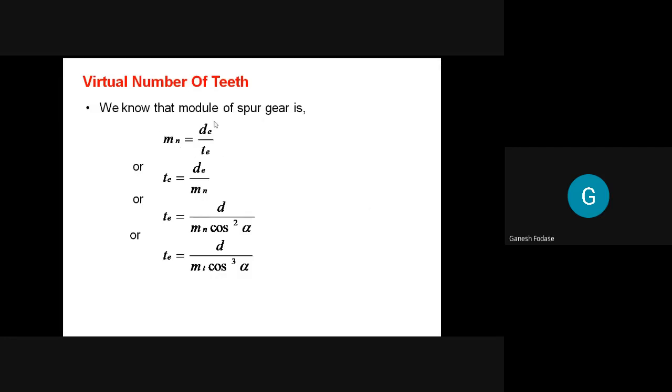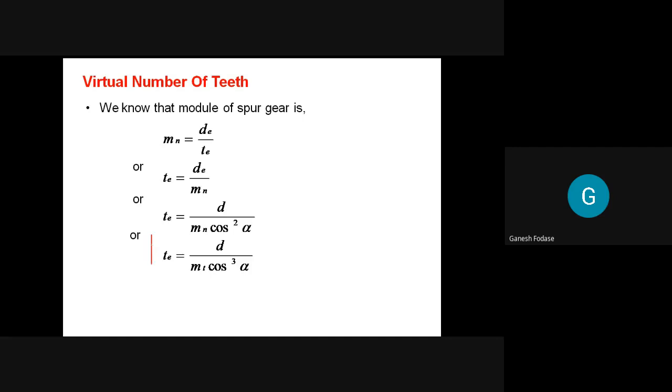As we know, normal module Mn is equal to D upon T, that is, T is equal to D upon Mn. But we know that D', the equivalent diameter of the spur gear, is equal to D upon cos square alpha. So by putting D' in this expression, we get T' equal to D upon Mn into cos square alpha. Further, Mn is equal to Mt cos alpha. So as Mn is equal to Mt cos alpha, T' is equal to D upon Mt into cos cube alpha. So this is our final expression for the virtual number of teeth.